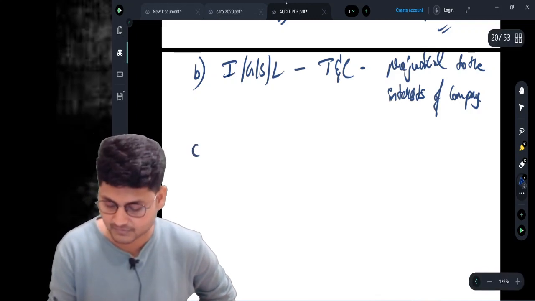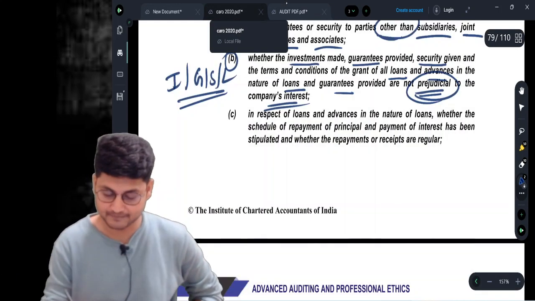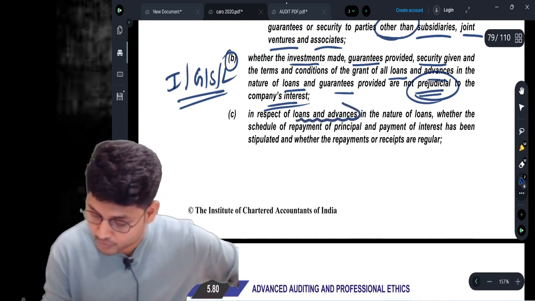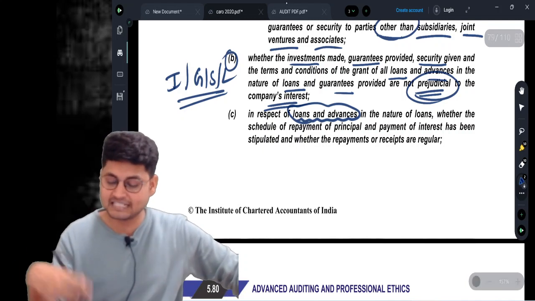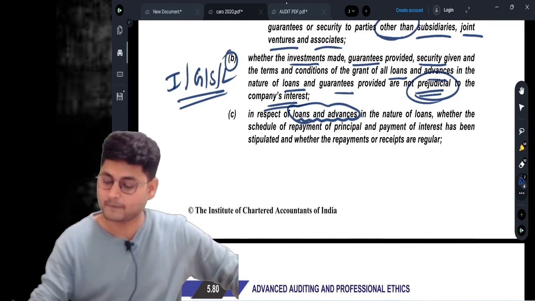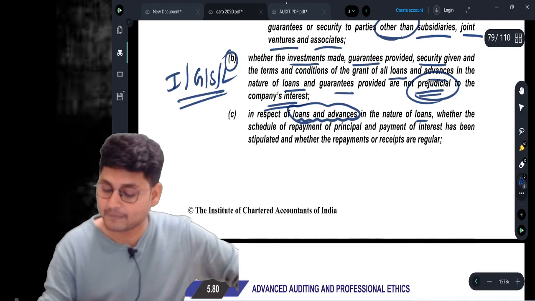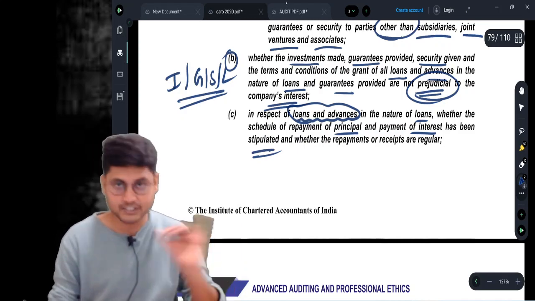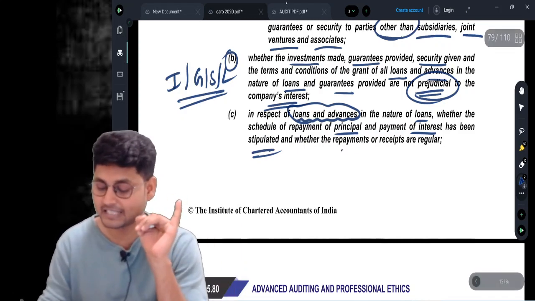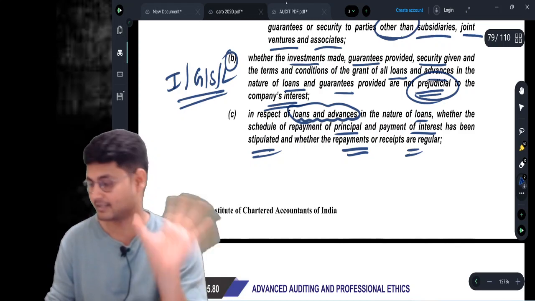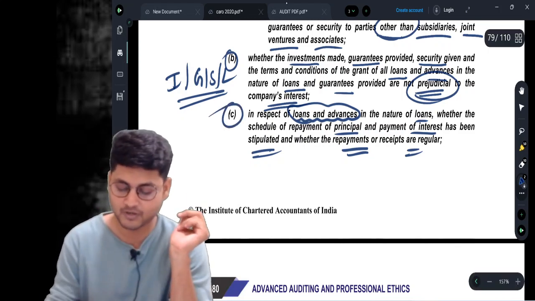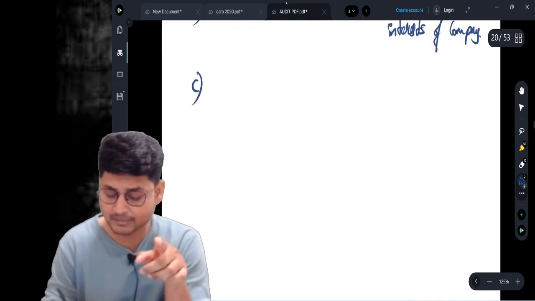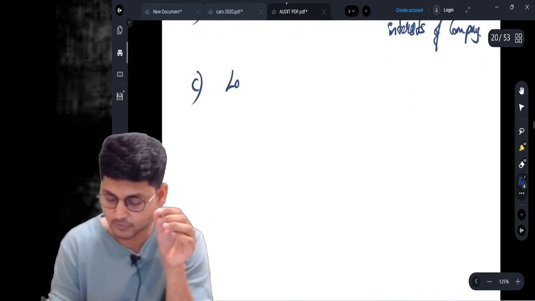Okay, done. In respect of loans and advances, here they are talking about loans and advances. They are not talking about investment, guarantee, security. Loans and advances in the nature of loans. Whether the schedule for repayment of principal and payment of interest has been stipulated, whether the schedule is there or not, and whether the repayment or receipts are regular. These two things. So point number 3, subclause C. It is talking about only loans.